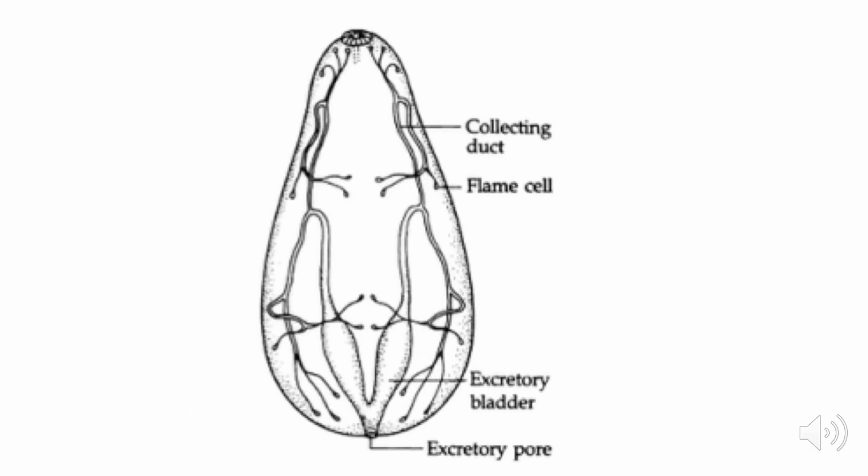Again, you have the flame cells. Flame cells will drain into the collecting ducts, and the collecting ducts will later drain into the excretory bladder. And the excretory bladder will eliminate the waste products through the excretory pore. And that is found at the distal end of the worm.